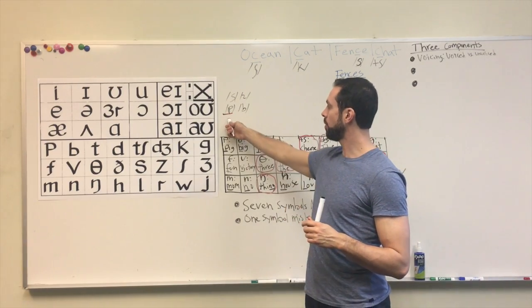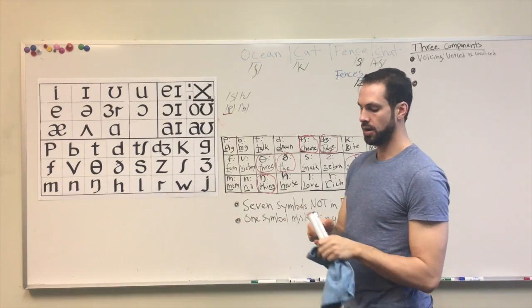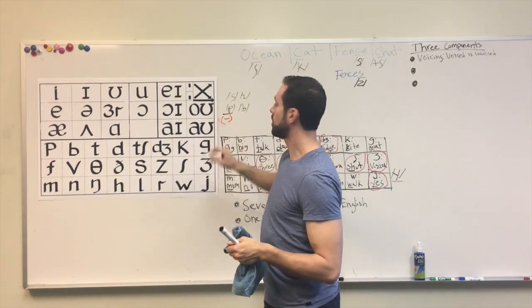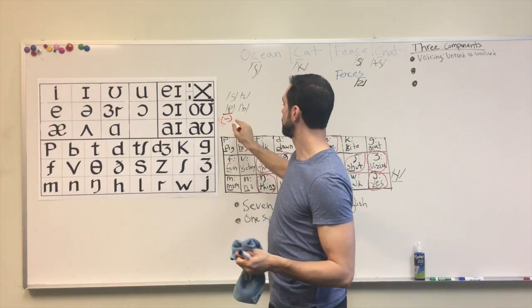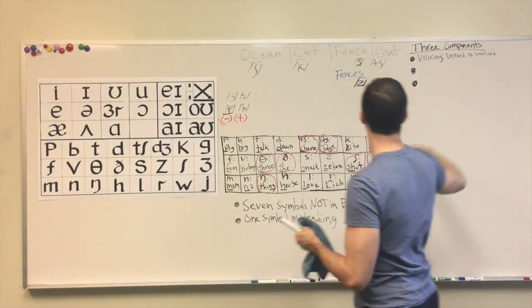So which sound is voiced and which one is unvoiced? You guessed it. The P is unvoiced. We use a little negative symbol. And the B is voiced. We use a little plus sign to indicate voiced.